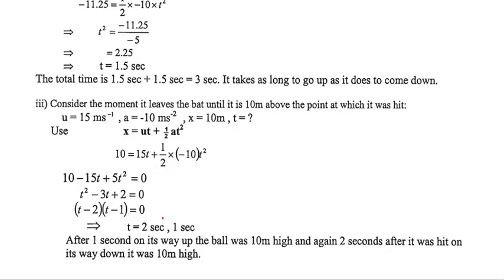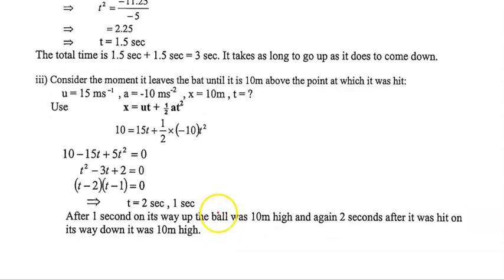So after 1 second on its way up, the ball was 10 meters high. And again, 2 seconds after it was hit, on its way down, it was 10 meters high. So it reaches the top of its journey at 1.5 seconds, and then half a second later, at t equals 2 seconds, it's back at the 10-meter mark again. It first encountered the 10-meter mark above the ground at 1 second, and then another second later it was back down at 10 meters again. And that's it.